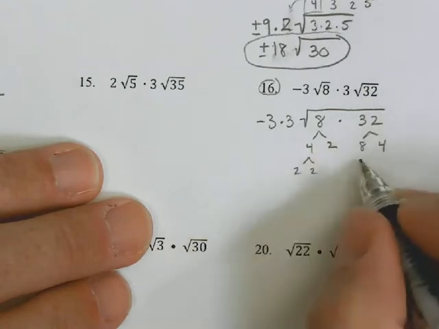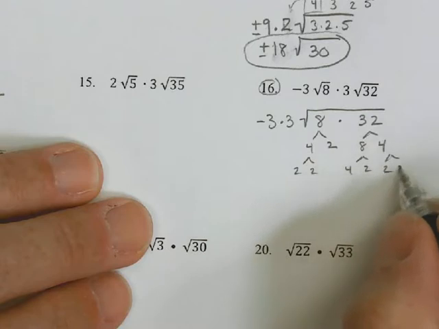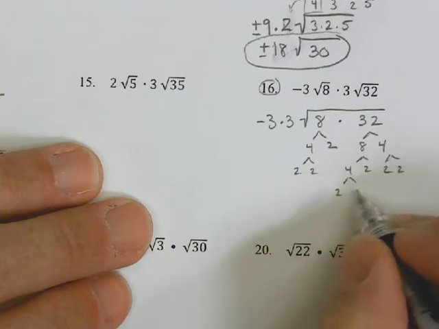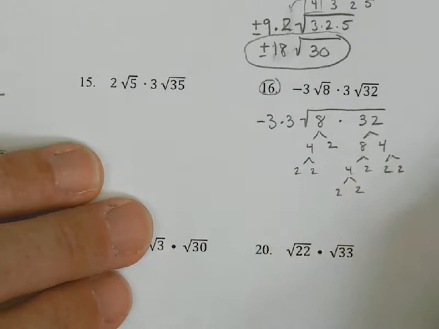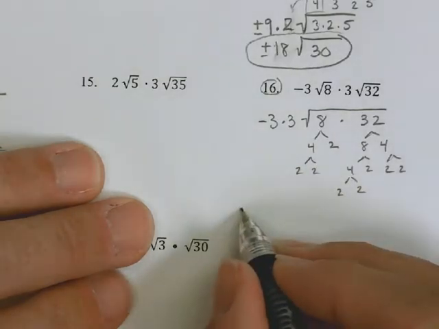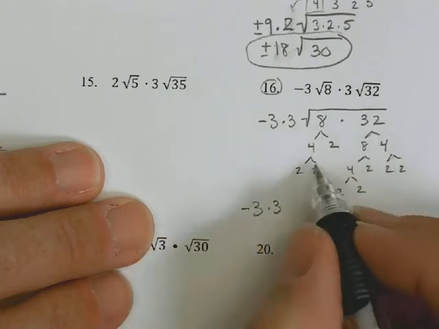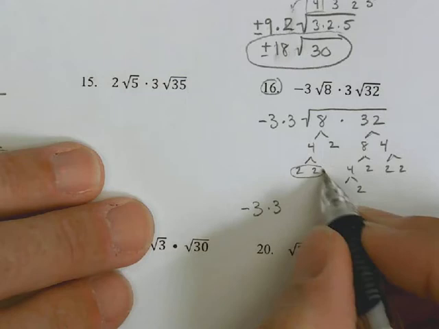We break the 4 apart here, and we have a 2 and a 2. We break that 8 apart, and we have a 4 and a 2. Break that 4 apart, and we have a 2 and a 2. And break that 4 apart, and we have a 2 and a 2. So we have lots of 2's, and we have a negative 3 and a 3 on the outside. So let's put this together. I have a negative 3 times a 3, and let's find some groupings here.